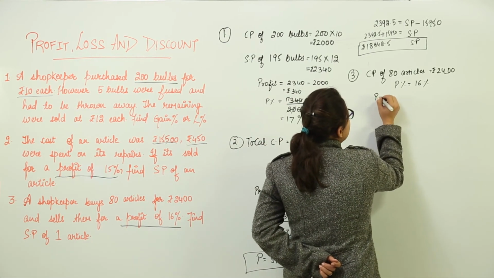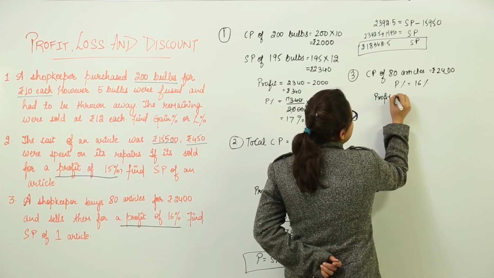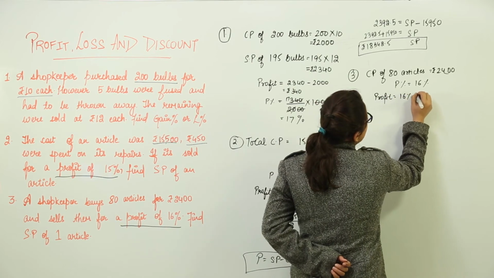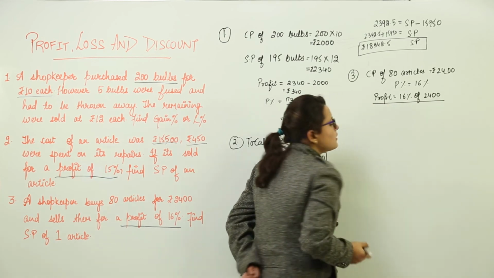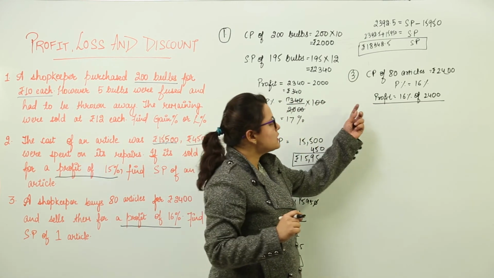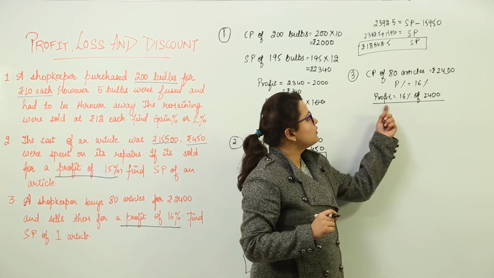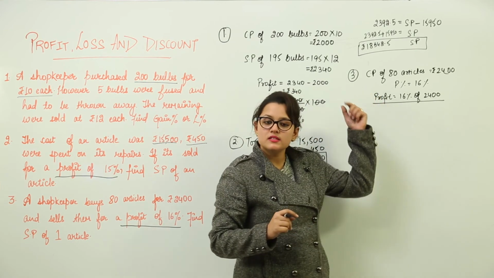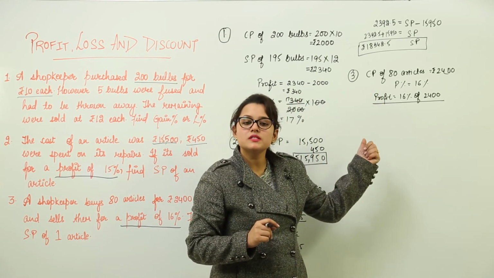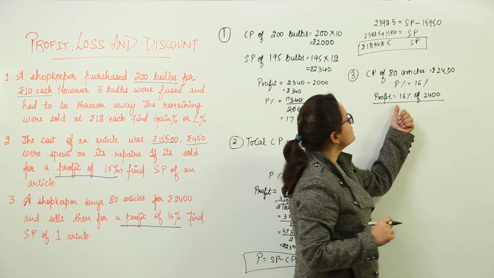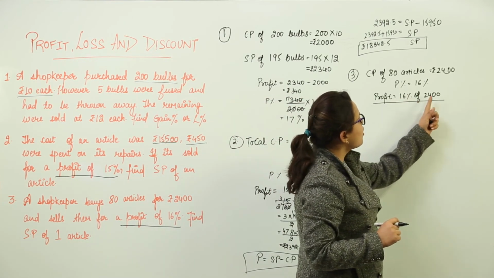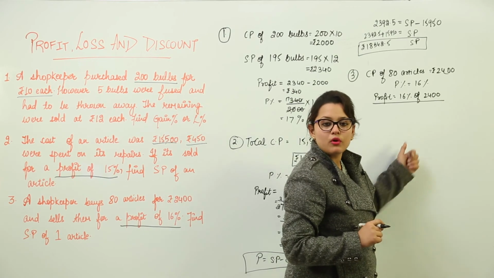We will first calculate the profit, that would be equal to 16% of 2400. Why am I doing this step? I'm going to explain it again. Please pay attention. Profit is calculated on cost price. Same as loss. Loss percent is also calculated on cost price only. So what we do here is we calculate 16% of 2400. That will be the profit earned.